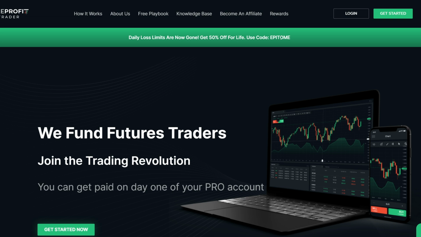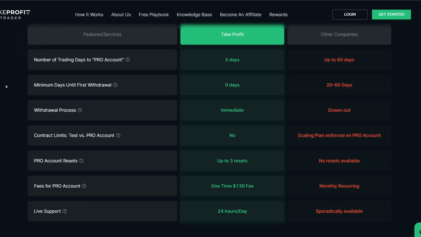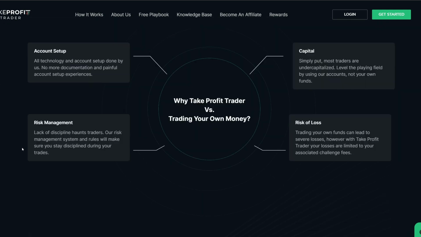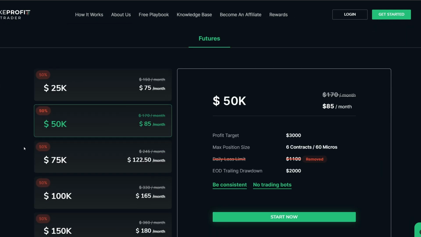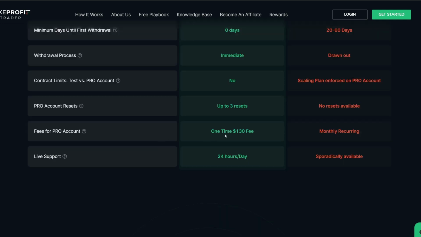So now that we know we're able to reset a pro account up to 3 times, should we actually reset that account? In this example, we're going to scroll down and look at the 50K account. Right now, with a 50% discount, we can get a 50K account for only $85. Then when you scroll right up here, we can see you have a one-time activation fee after passing of $130.